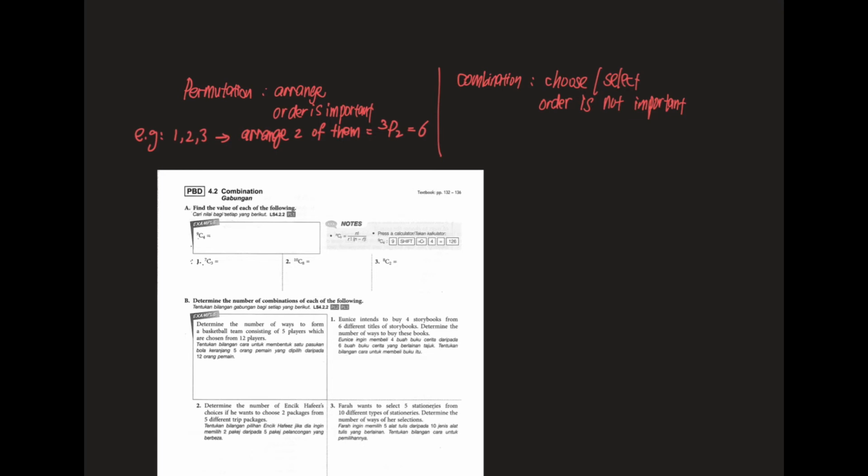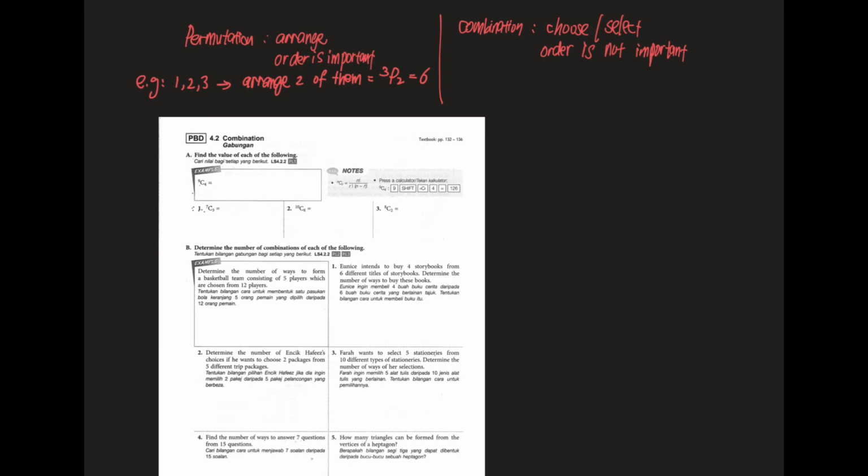So 6 ways. So there are 1, 2, 1, 3, 2, 3, 2, 1, 3, 1, 3, 2. So altogether 6 ways to arrange. So you can see 6 ways.